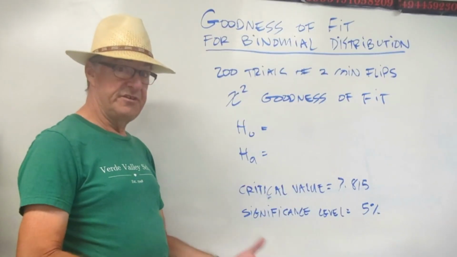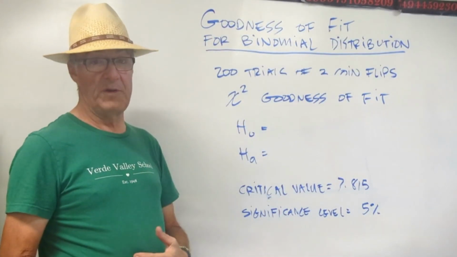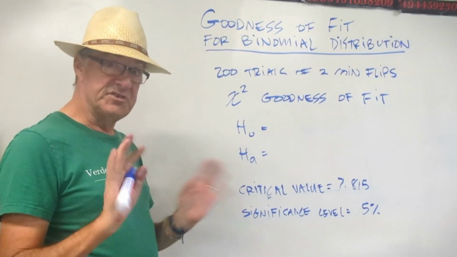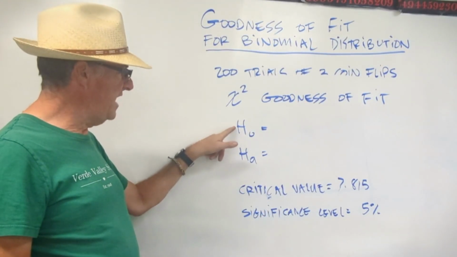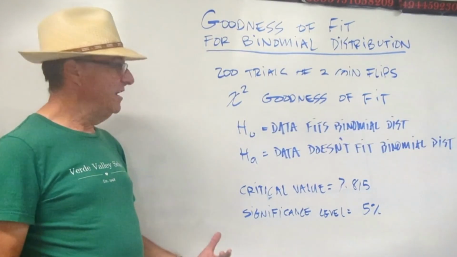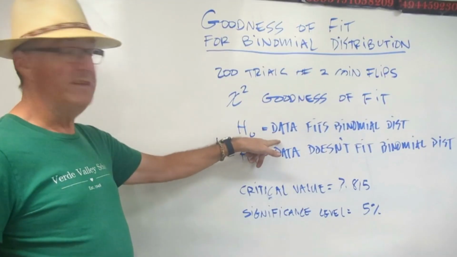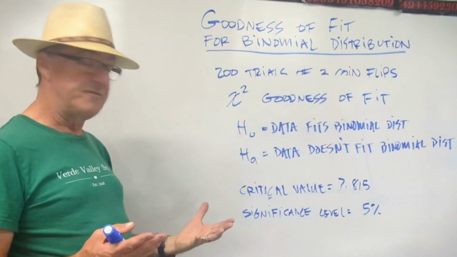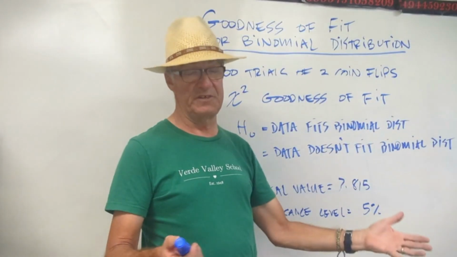Okay, now let's get into our hypotheses, the null hypothesis and our alternative hypothesis. So think about our scenario so far, and go ahead and write, perhaps briefly, an H sub O and an H sub A, and come back. Okay, here's what I get. The null hypothesis is that the data fits the binomial distribution. This is what we're trying to find out. And so the alternate hypothesis would be that the data doesn't fit.